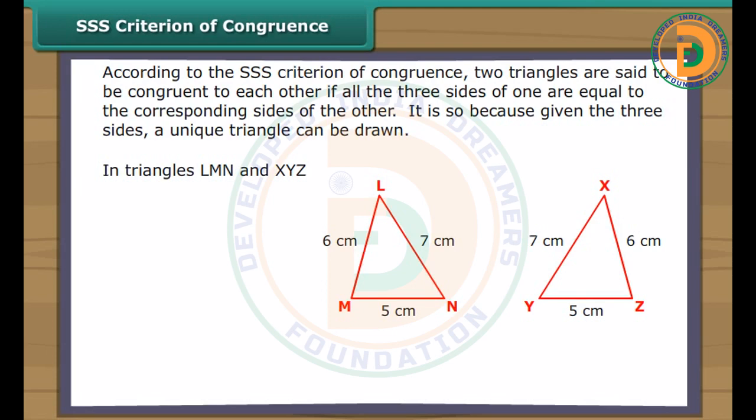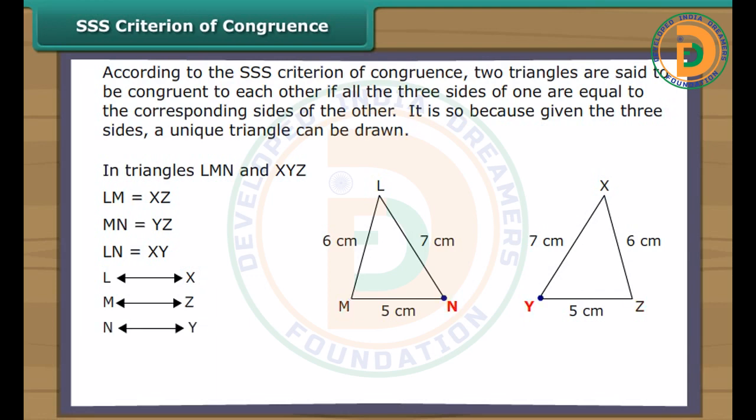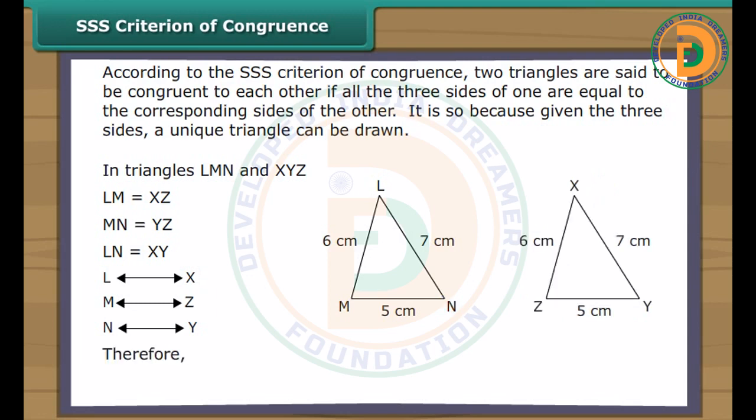In triangles LMN and XYZ, side LM is equal to side XZ, side MN is equal to side YZ, side LN is equal to side XY. Vertex L corresponds to vertex X, vertex M corresponds to vertex Z, vertex N corresponds to vertex Y. Therefore, triangle LMN is congruent to triangle XZY.